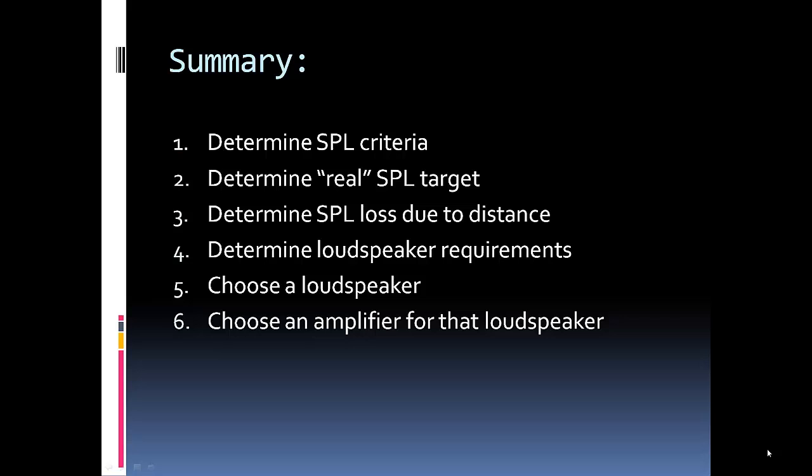Number 3, determine the dB SPL loss due to distance. So of course, if you are 80 feet away from a sound source, you're going to have to figure out, okay, well, what's the dB SPL loss due to distance, inverse square law, and whatnot. Step 4, determine the loudspeaker requirements. Step 5, choosing a loudspeaker that fits those requirements. And step 6, choosing an amplifier that meets the requirements for that loudspeaker.